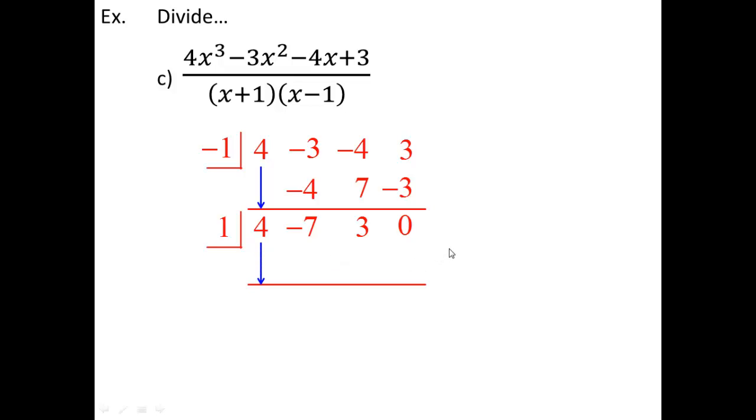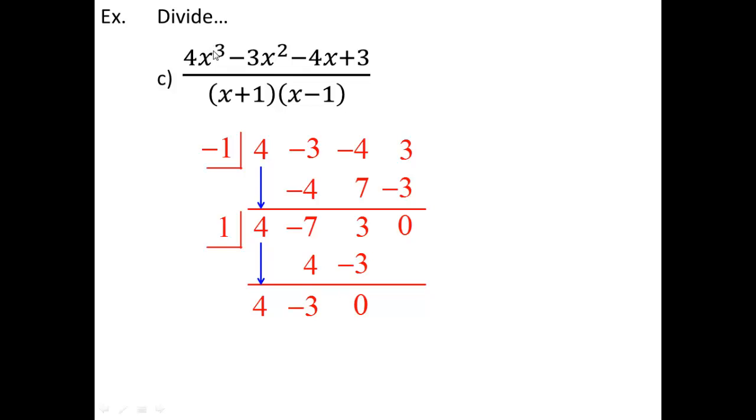So once again, we'll drop the 4, multiply and add, multiply and add. Now in this case, multiplying 0 times 1 would just give me 0. There's no need to do this row right here. I can go ahead and stop right here. So notice, we have 4 and -3. So this time, this 0 would represent my final remainder.